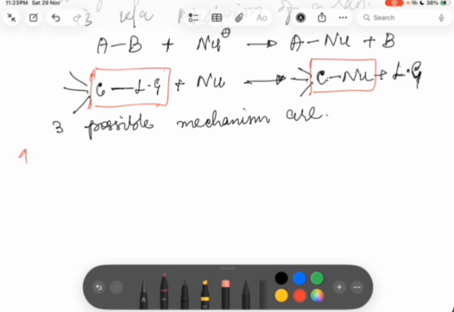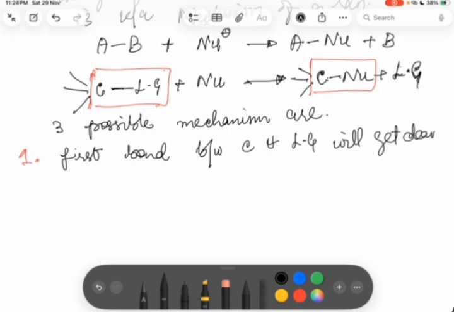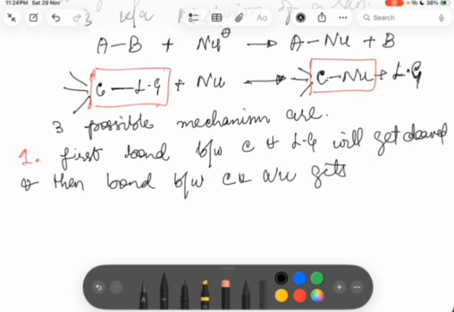The first possible mechanism is that first of all, the bond between carbon and leaving group will get cleaved, and then the bond between carbon and nucleophile gets formed. So this is possibility number one.